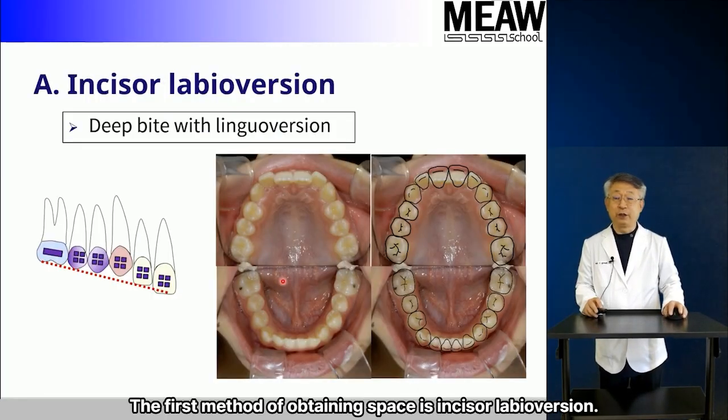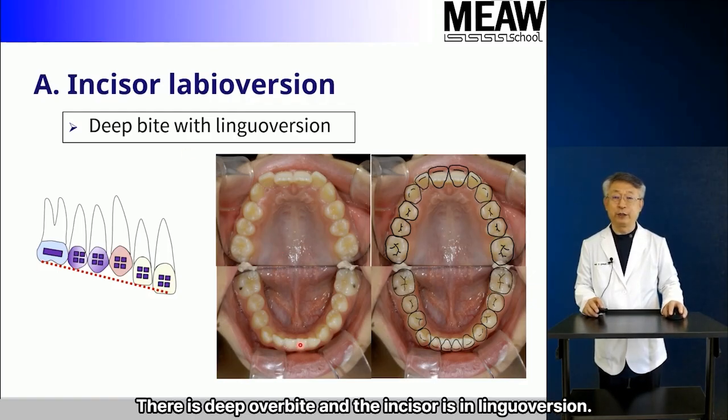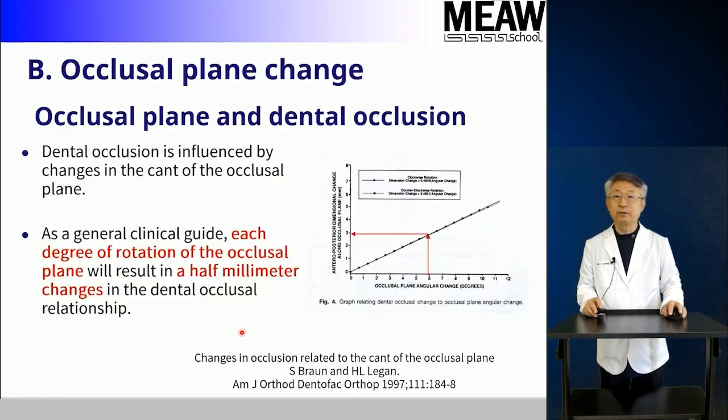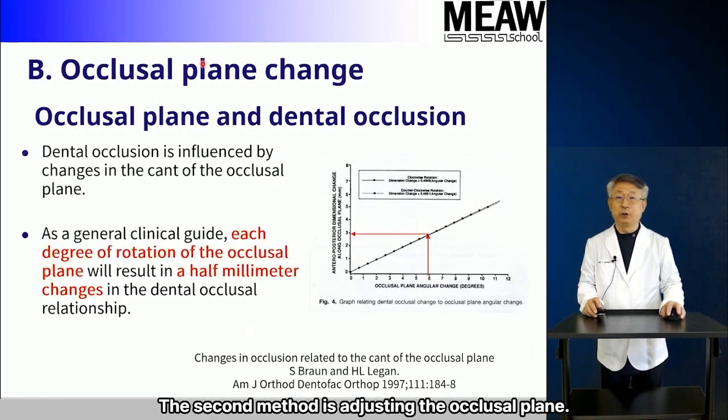The first method of obtaining space is incisor labioversion. There is deep overbite, and the incisor is in lingoversion. In this case, by performing incisor labioversion to a normal angle, we obtain space. The second method is adjusting the occlusal plane.